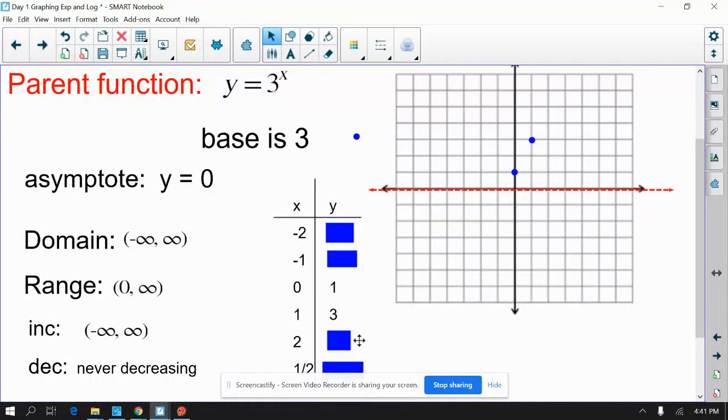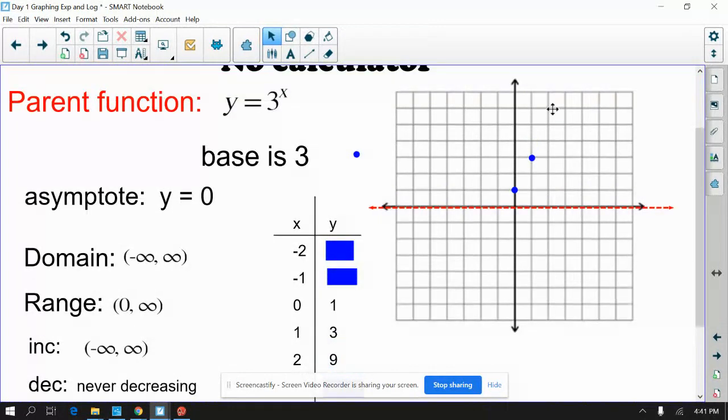And if x is 2, then that's 3 to the second, which is 9, and I can't graph (2, 9). It's too far up there. But that tells me something, and I know that when I graph this, as x gets bigger, the y values are getting bigger really fast. So this is shooting upwards.